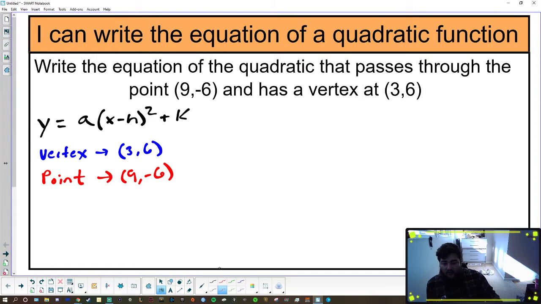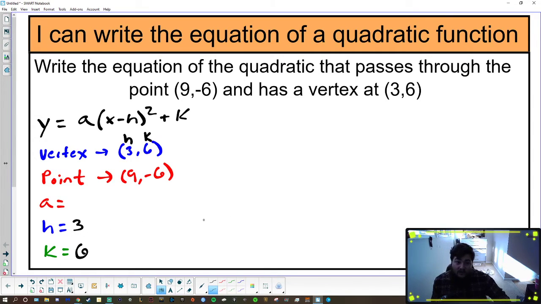So in order to write this equation, we need to know quite a few things. We need to figure out what the a value is, what the h value is, and what our k value is. Well, the great thing is when we're given the vertex, we know right off the bat what h and k are. h is always the x value of the vertex, so our h value is definitely 3. And our k value is always the y value of the vertex, so our k value is 6.